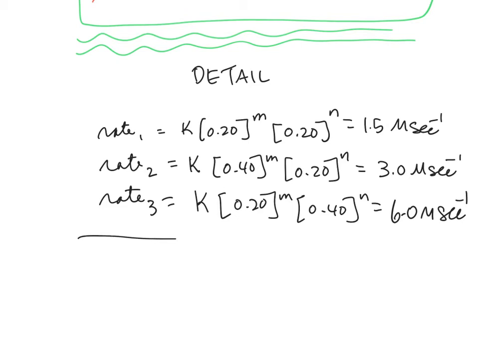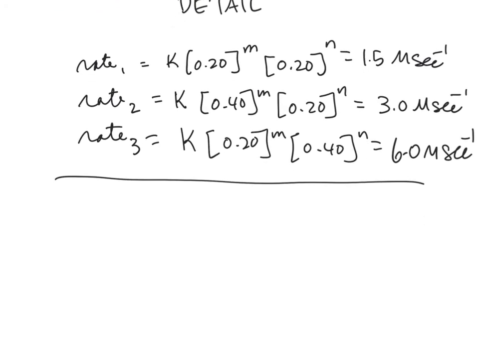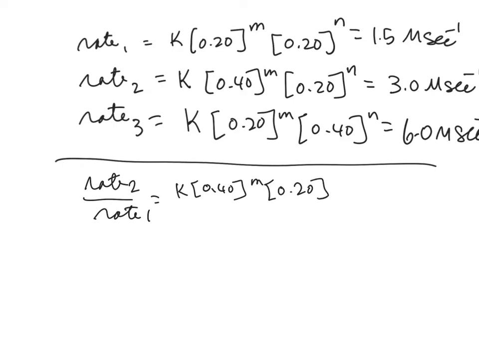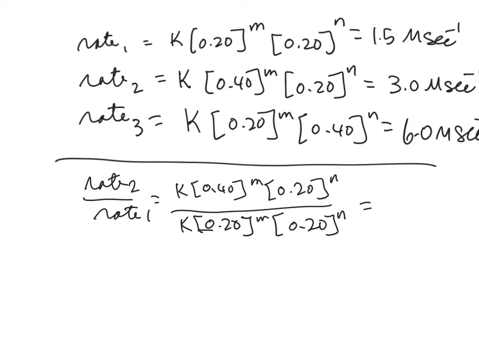Okay. Then you can take ratios, and you could say rate 2 divided by rate 1 would be equal to K times 0.40 raised to the power m times 0.20 raised to the power n, and then that would be divided by K times 0.20 raised to the power m and 0.20 raised to the power n, and that will be equal to 3.0 divided by 1.5.